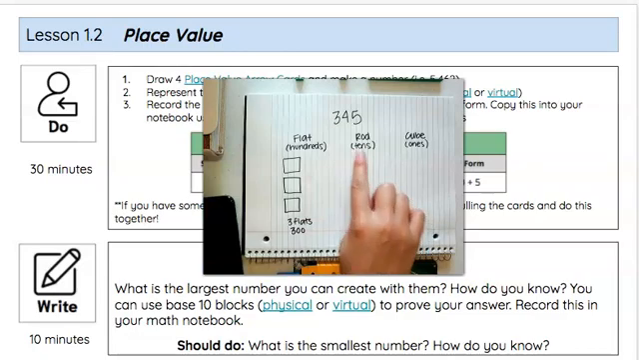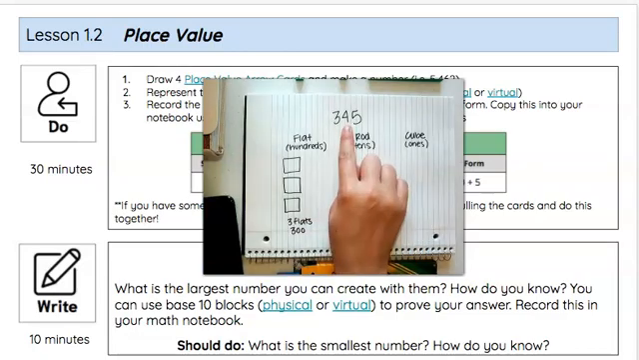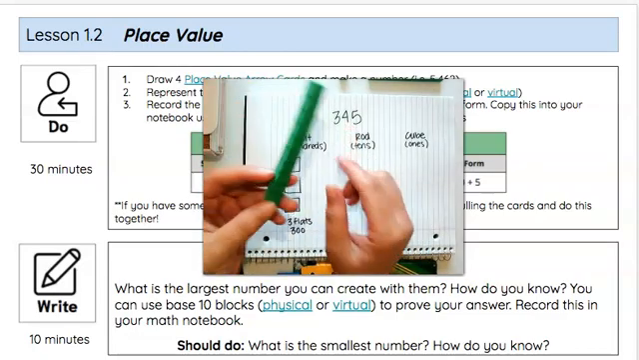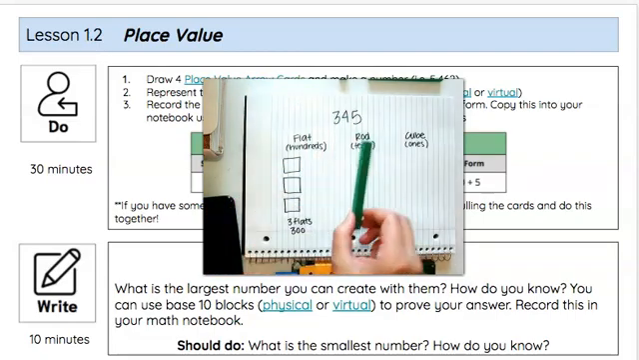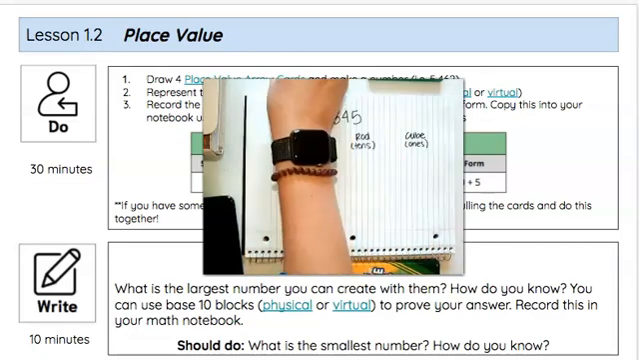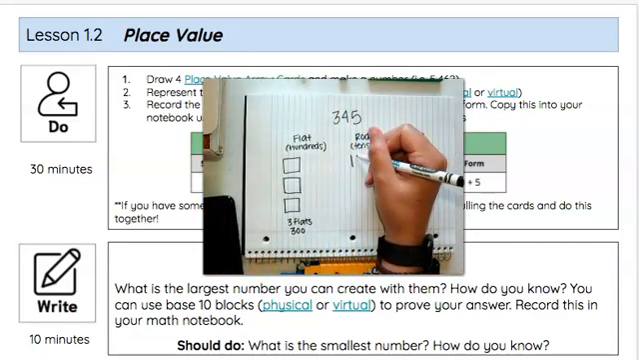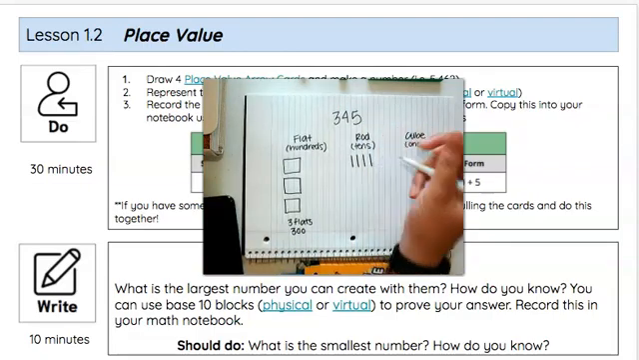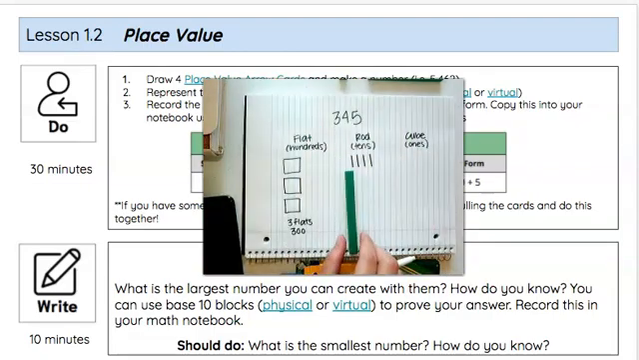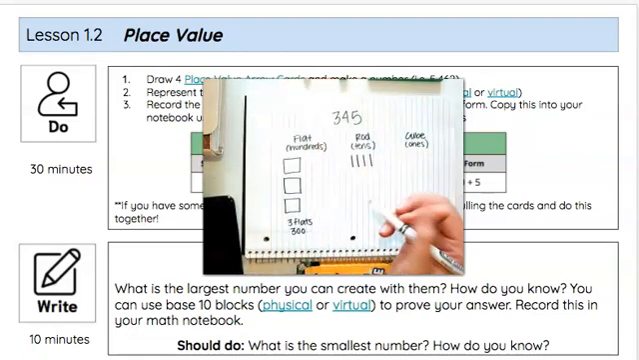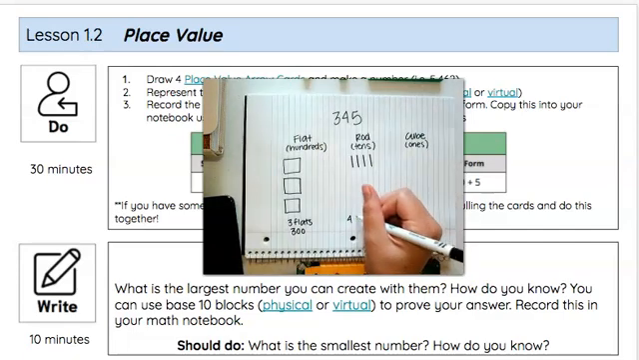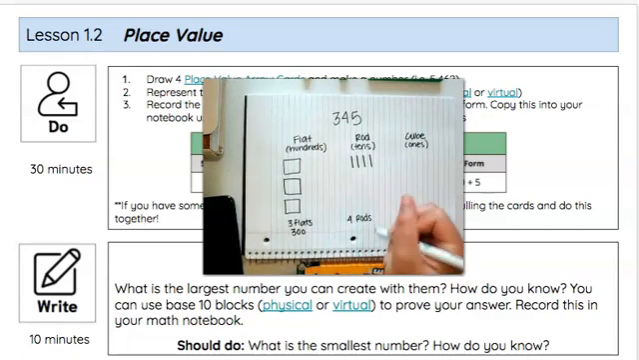Next, I'm going to move over to my tens place value. I see that if I had physical base 10 blocks, I would put 4 rods here, but since I'm going to show you how to just draw them, here I would put 1, 2, 3, 4. And these lines are just really representing my tens base 10 blocks. So I have 4 rods, which equals 40.